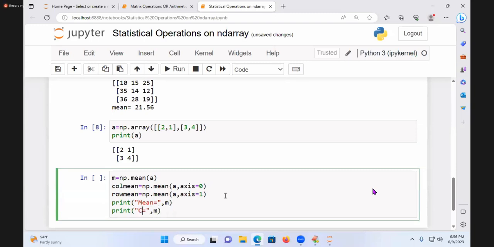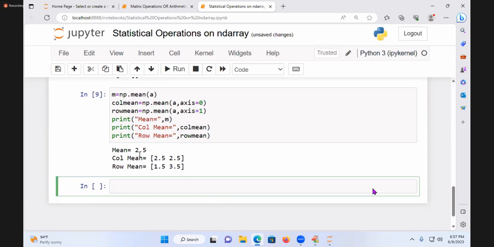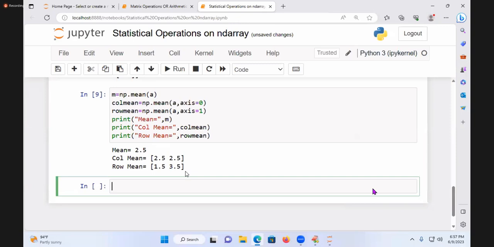Column mean is equal to what? COL mean. Next I'm going to write row mean. I'm going to take up row mean. See the answer now: 2.5, 2.5, 2.5. Observe it. This is the column, and this is the row. Are you following?